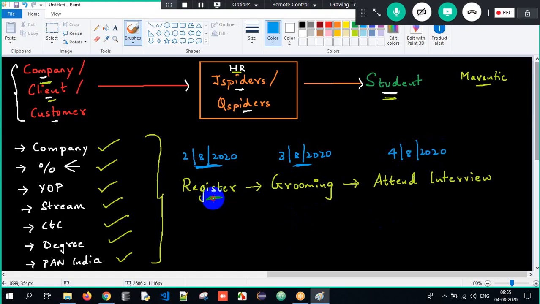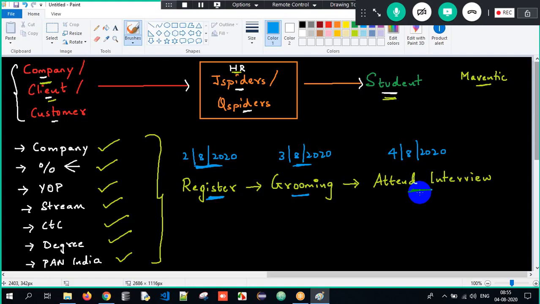Understood here? The interview requirement came. If you are eligible, you will register. Once you're done registering here, we will groom you. Once after grooming, you will attend the interviews. This is the pattern which we follow here majority of the times. Here and there it might change, but this is the basic pattern which you are supposed to remember here.